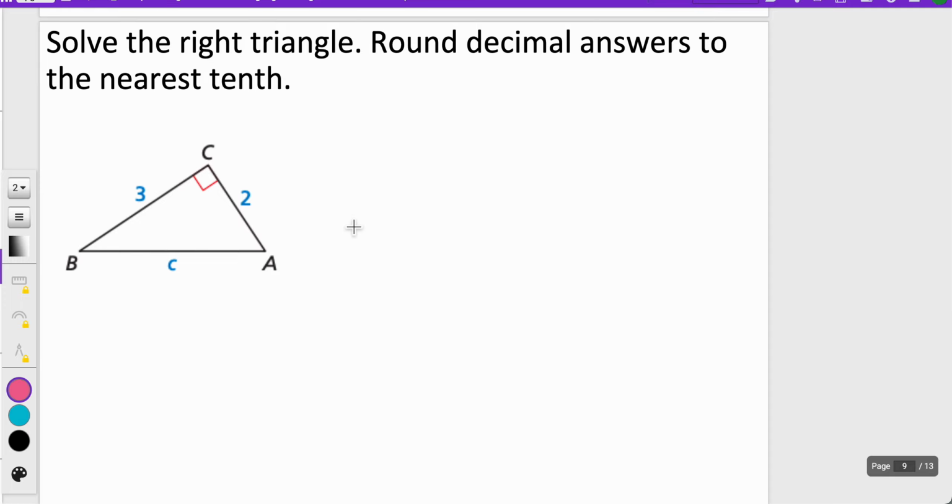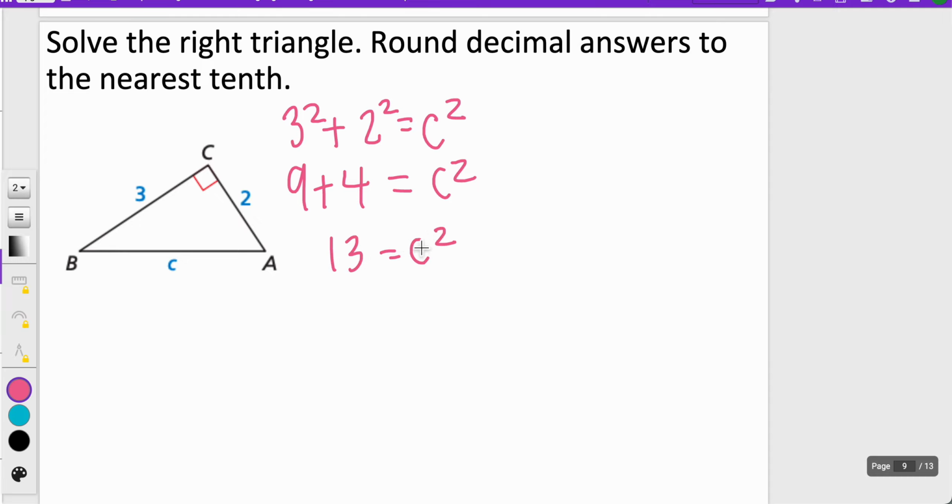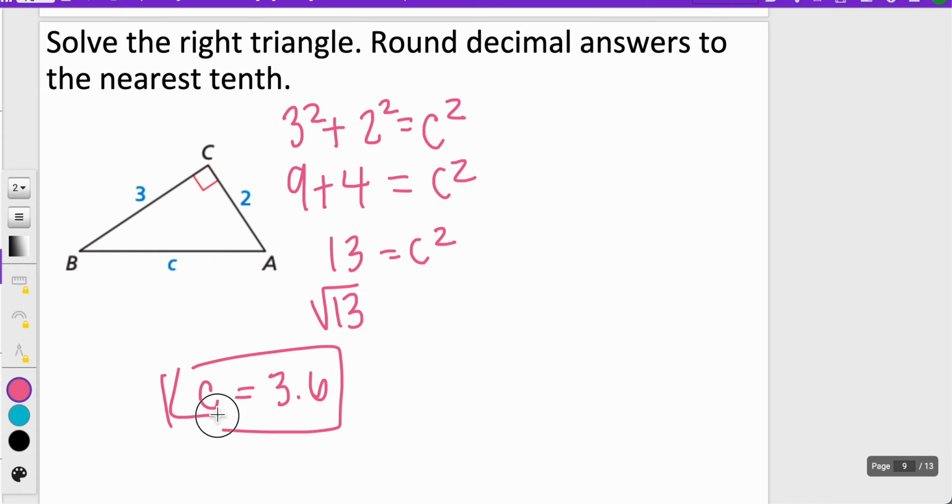So we're going to start here, solve the right triangle, round decimals to the nearest tenth. So the first thing I would do to find out letter C is I would take a squared plus b squared and set it to c squared. So that's 9 plus 4 is equal to c squared. This is going to be 13 is equal to c squared, or the square root of 13. And then that is just going to be about 3.6. So C is equal to 3.6, okay?